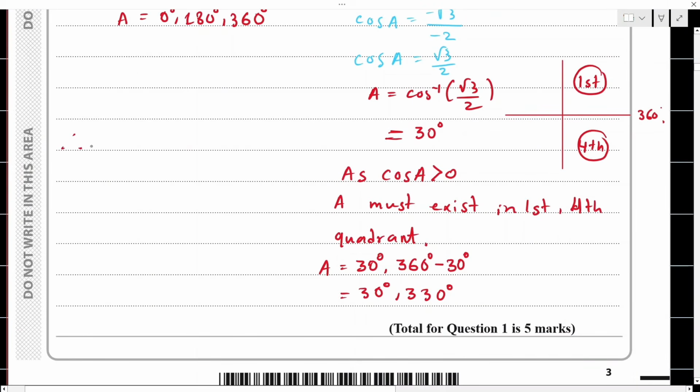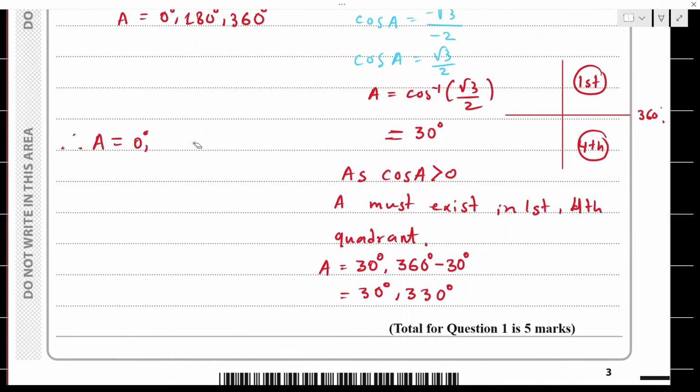So summing up, I can write that A can be equal to 0, 180. Also, it can be equal to 360. I can write chronologically: A is equal to 0, and A can be equal to 30. A can be equal to 180. A can be equal to 330, and A can also be equal to 360.